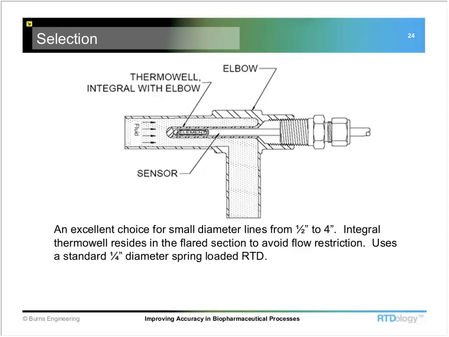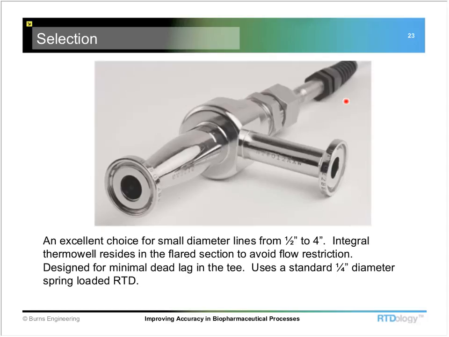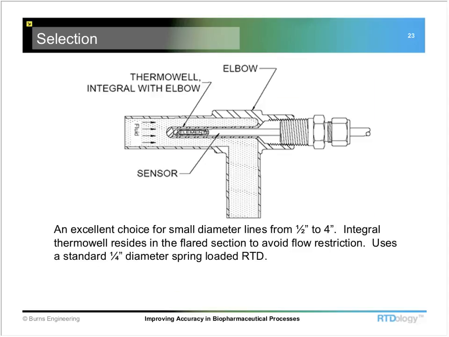One of the other benefits of this style is we can get enough immersion length. Let me go back here. You can see right where the tubing is flared out here, so that we're not restricting the flow as it's going through this. And the thermal well portion rests inside here, and it can use a standard removable sensor, whether it's tip sensitive or just a standard sensor.